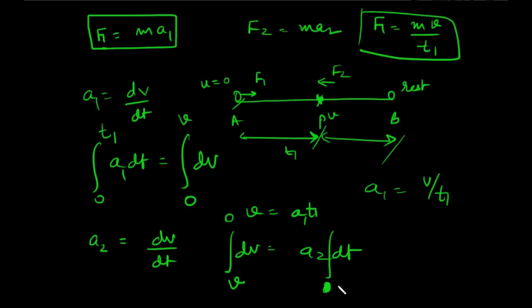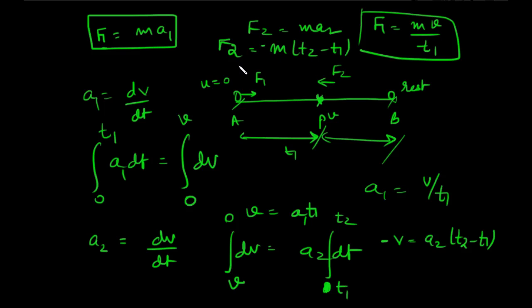Okay, so I take time t1 to t2. It started from t1 and now it is ending at t2. So we have minus V would be equal to A2 times (T2 minus T1). This is the time interval, and we just substitute this here. We have F2 equal to M into (T2 minus T1).